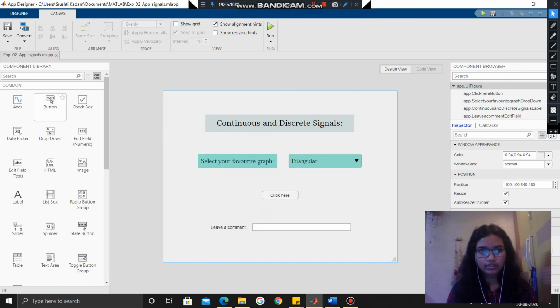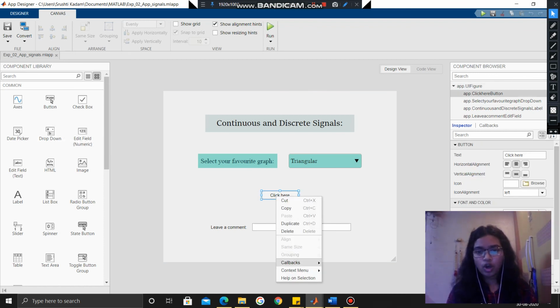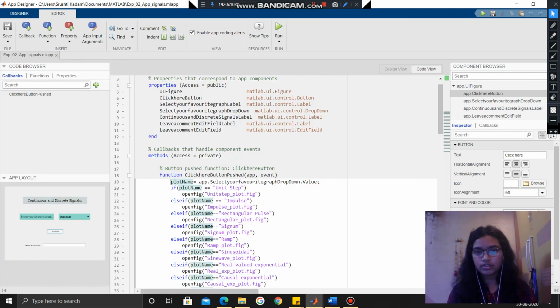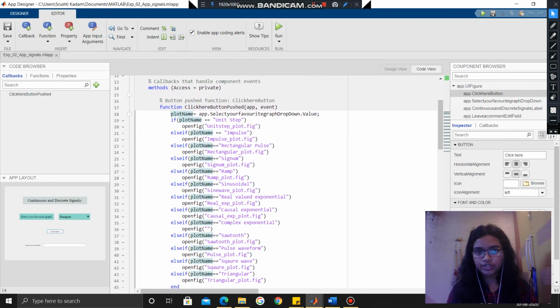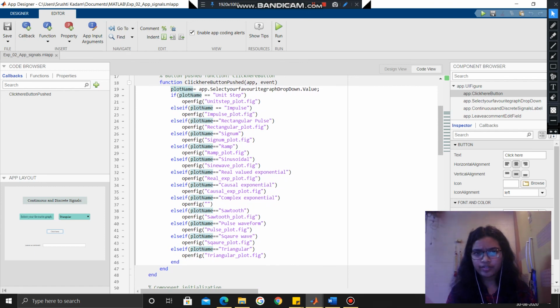These are basically the push button in our component library and the drop down menu in the component library. All you have to do for the push button is add a callback, and over here you can see that I've created an if-else block: if the user input is unit step, then what it has to open is a figure window that I've already saved from our previous subparts of unit step, impulse, etc. and so on. That's it for the second experiment. Thank you.